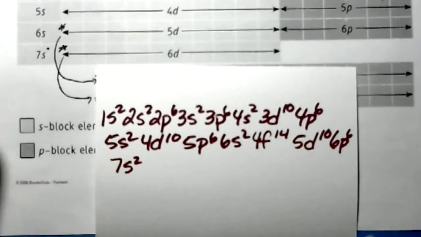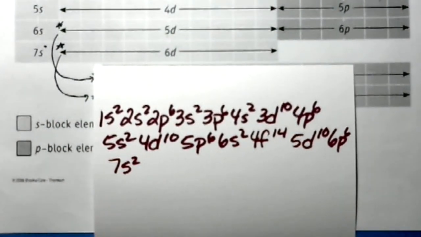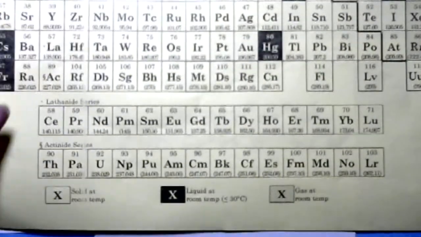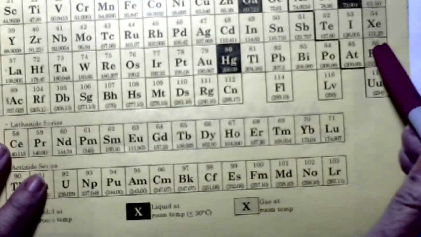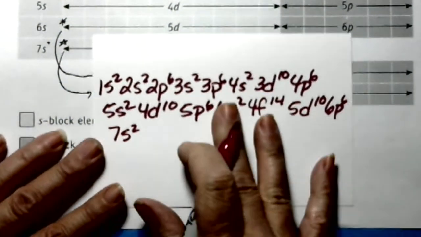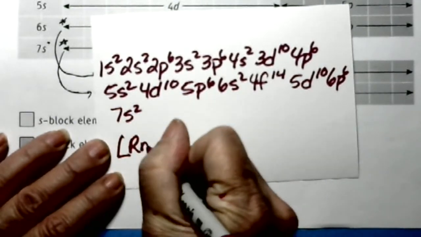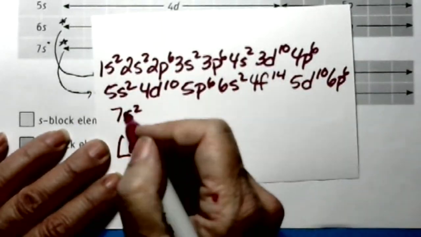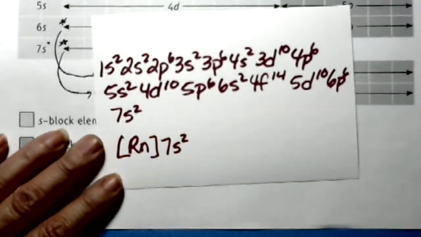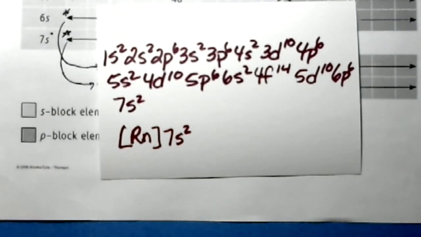So let's do the shortcut version, which goes back to the end of the previous row. So what element is at the end of the previous row? So let's go back. The previous row, what's at the end? Radon. Rn is radon. So I put a little box. So it has all these electrons. These are all the radon electrons plus 7s2. Shortcut version, even fun. Okay.